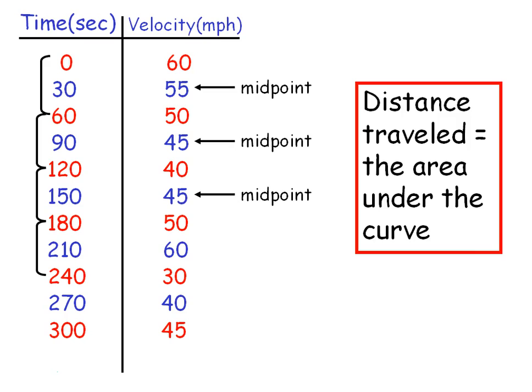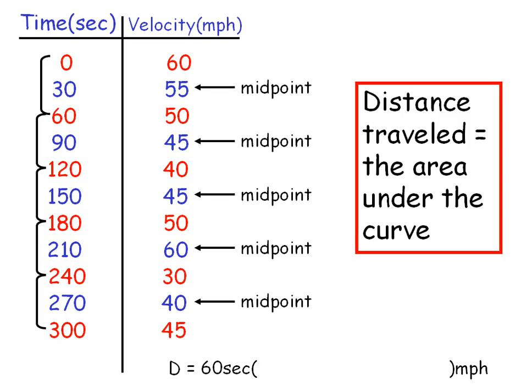The next subinterval from 180 to 240 has a midpoint of 60. And the last subinterval goes from 240 to 300, and you have a midpoint of 40. So we have 5 subintervals, and the midpoints are at 55, 45, 45, 60, and 40. As we do our calculation, this will be a 60-second subinterval, so 60 would be the base of your rectangle. So it'd be 60 times 55 plus 45 plus 45 plus 60 plus 40.